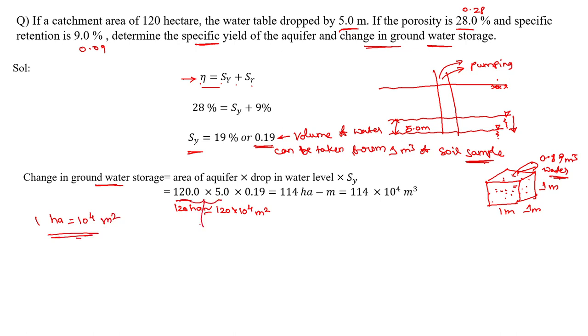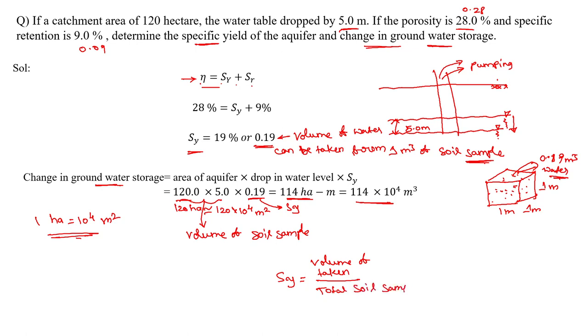These two give the volume of soil sample, and this is the specific yield Sy. This gives the volume of water drawn from the aquifer. That will be 120 into 5 into 0.19, which is 114 hectare meter, nothing but 114 into 10 power 4 meter cube. Alternatively, we can write the volume of water taken relative to the total volume of soil sample. In this way we can get this value.